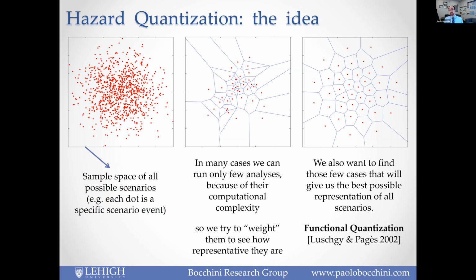And this is an idea that in the random functions literature was introduced in 2002 under the name of functional quantization. And these researchers not only introduced the concept, but they also proposed a methodology to try to do this process. But it applied to a very specific class of random functions, and unfortunately it didn't work for hazards. So we had to take this idea and generalize it to multidimensional, non-homogeneous, and non-Gaussian fields.